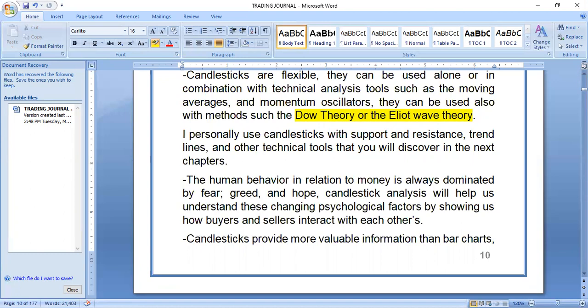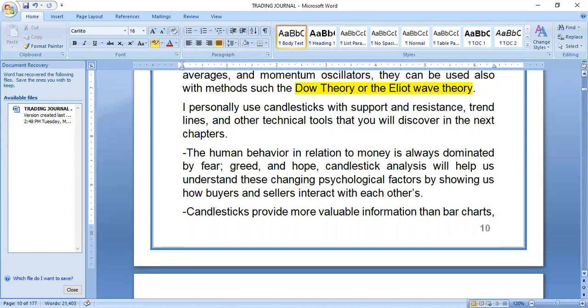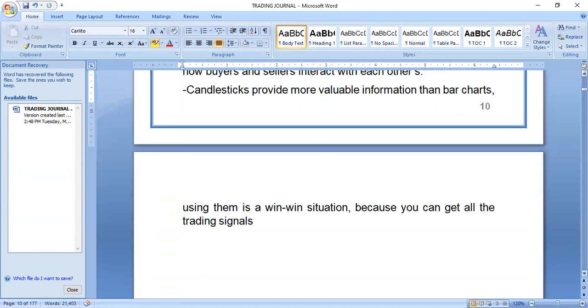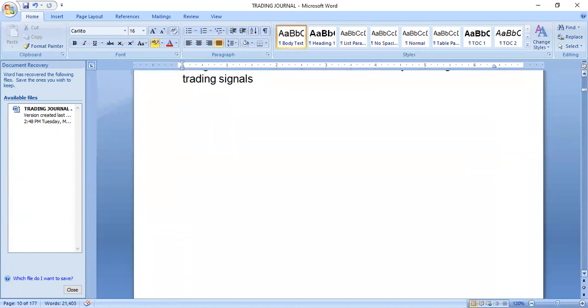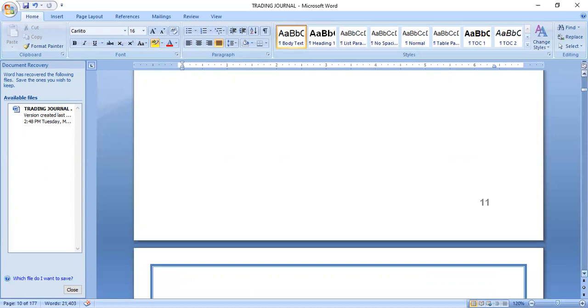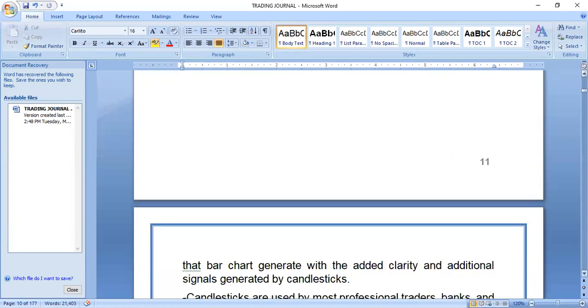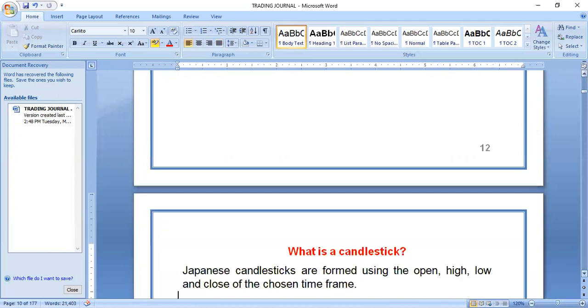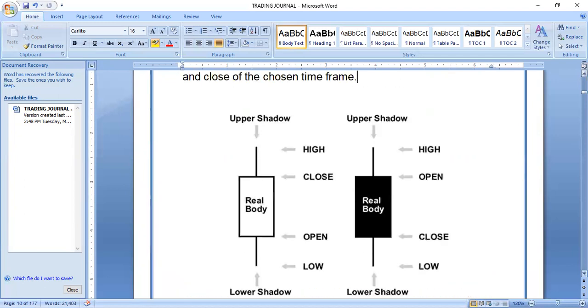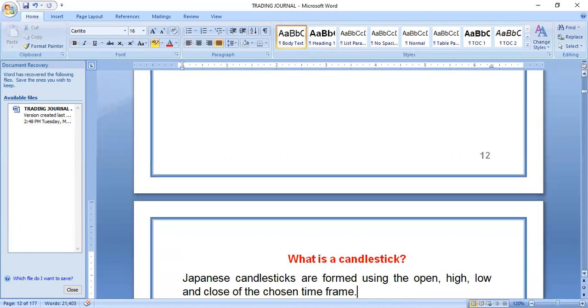Okay, so let's go to the main types of candlesticks that you will encounter in your daily trading activities, which have been used and have been there for quite a long time. So let's look at that, even before we look at anything else. Now we are there. What is a candlestick?